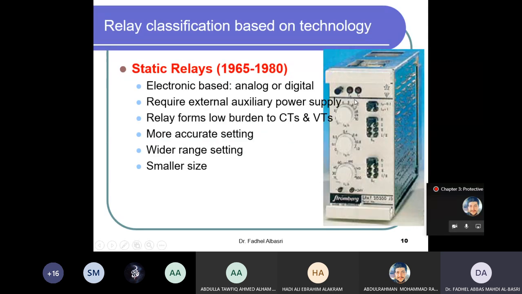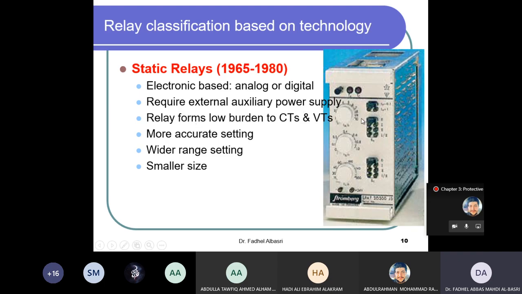Because of these disadvantages, engineers or inventors thought of using analog electronics and digital electronics to develop new types of relay that have no moving parts, and that's why we call them static relays. We can call them static, or you can also call them solid state relays. Because they have, let's say, op amps, they need a DC power supply, an auxiliary power supply to function.